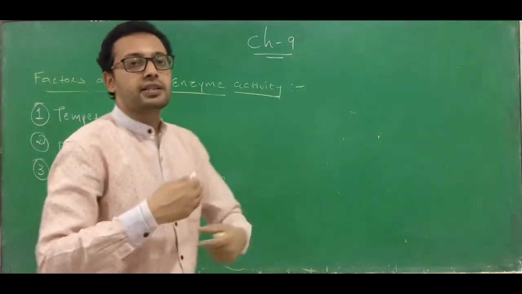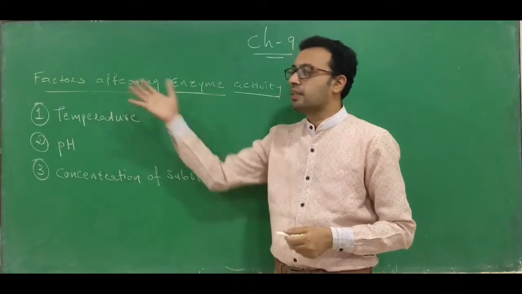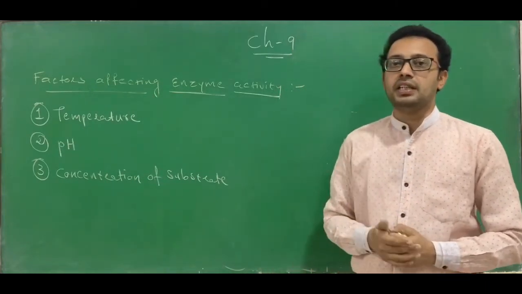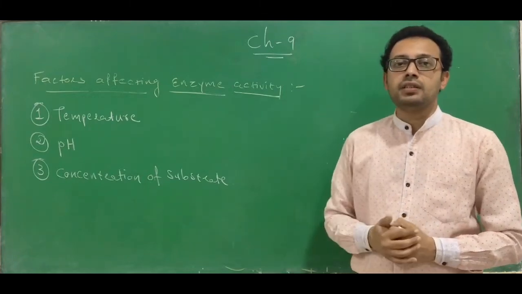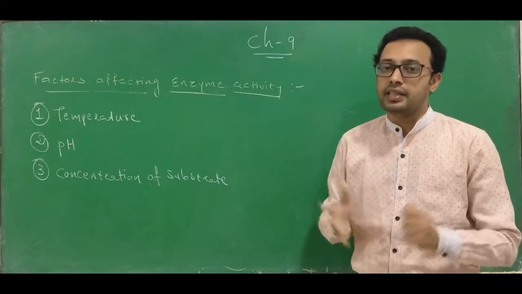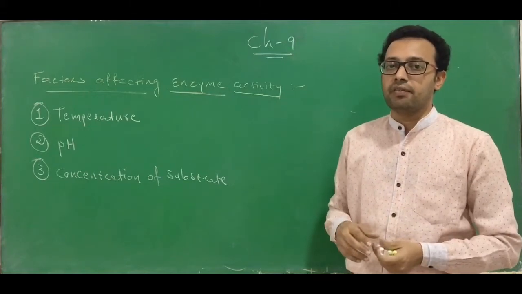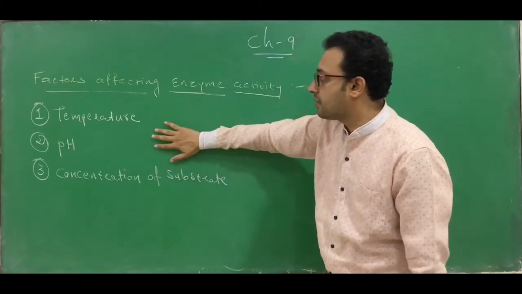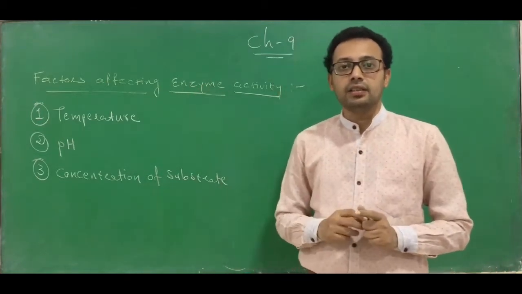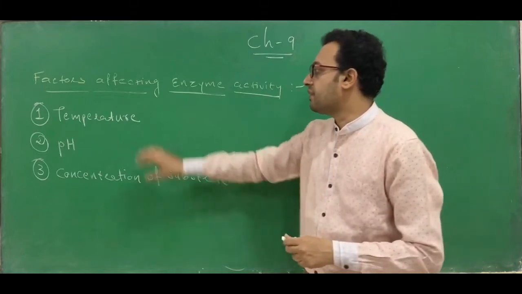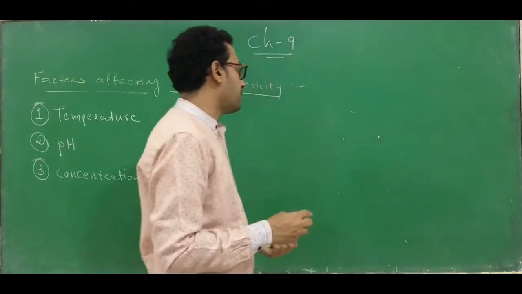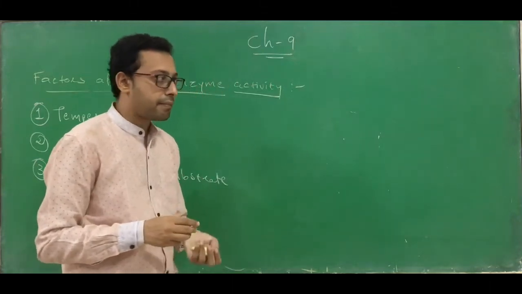But apart from that, there are many factors which can affect the enzymatic activity, for example the concentration of enzyme, the concentration of inhibitors, and the metals and cofactors which are present, which can also affect the enzymatic activity. But we will learn these three factors in detail. So let's start with the first factor, temperature. Temperature is the first factor which can affect the activity of an enzyme.